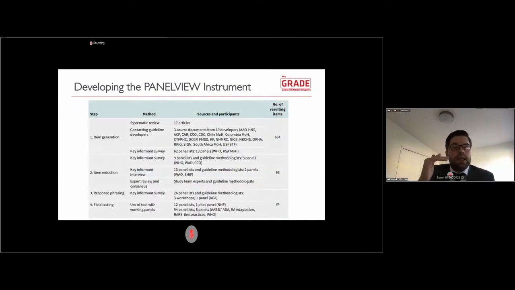And here we used a multi-step development process for creating the panel view instrument that included item generation based on a systematic review, contacting guideline developers, and conducting key informant surveys of guideline panelists and guideline methodologists, item reduction step informed by expert consensus, and also key informant surveys and interviews, and key informant surveys to inform response phrasing, and finally, application of the tool and field testing with 8 guideline panels.